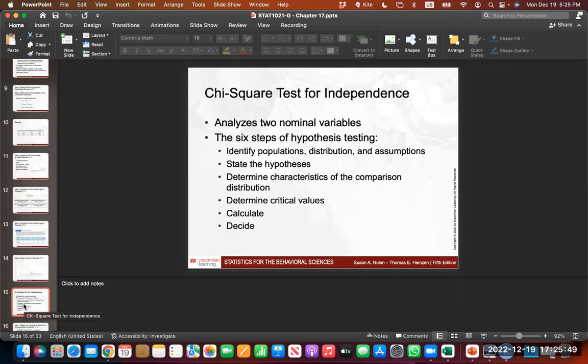We're getting to a little bit more advanced one, and this is really money. We have 35 minutes to get through this because this is an important concept to understand chi-squared. So again, same 6 steps. You identify populations, compare distribution assumptions, state hypothesis. The hypothesis here is that there's no association between the dependent categorical variable and the independent categorical variable. The research hypothesis is the inverse of this. Determine characteristics of the distribution. This is where we get the critical value. We determine critical values. We calculate and decide.